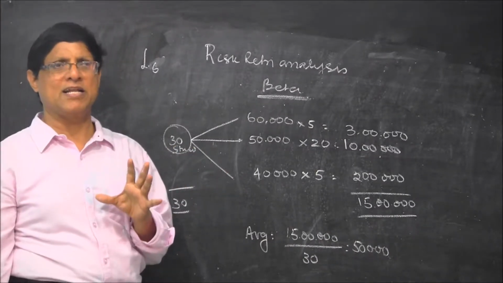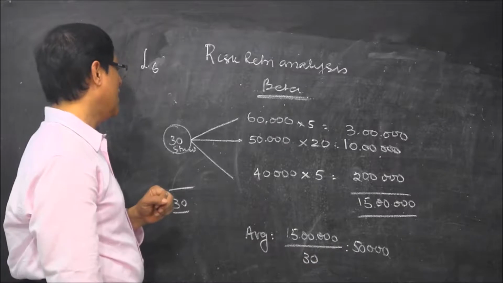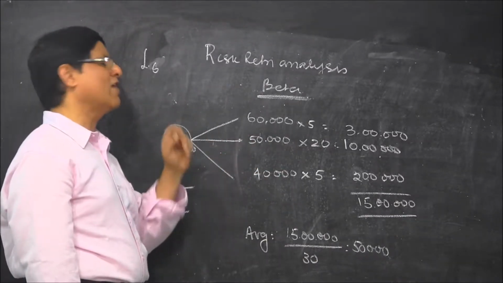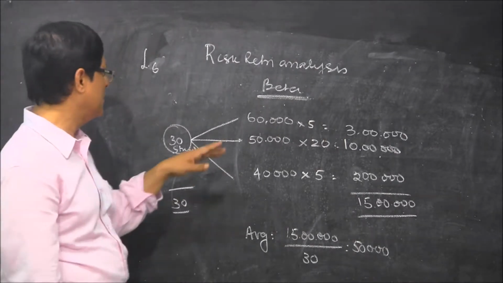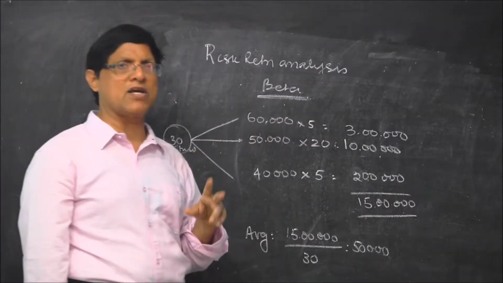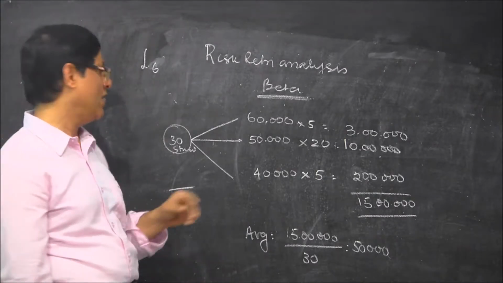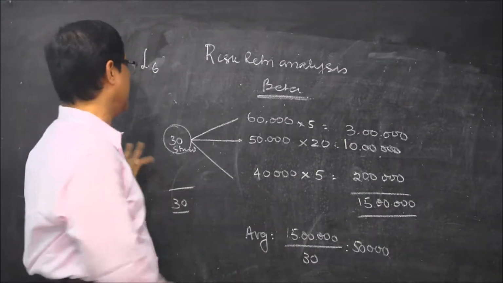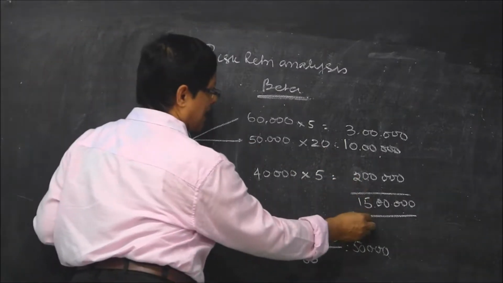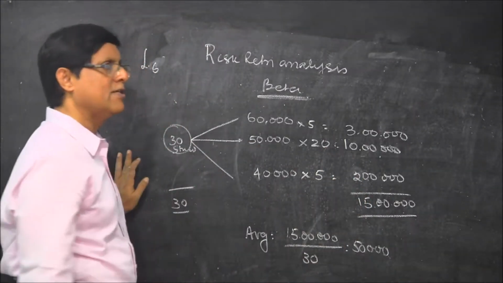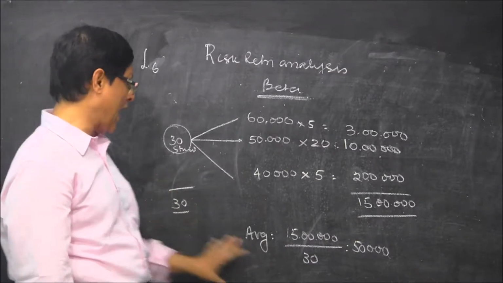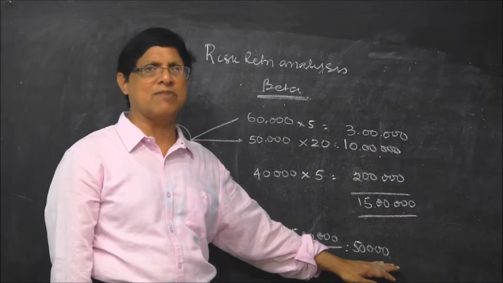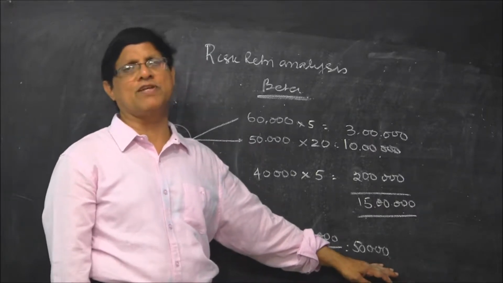Take example of 30 students in a batch. 30 students are there in a batch, and in this 20 students got 50,000 rupees salary, whereas 5 students got 60,000 each, whereas another 5 students got only 40,000 each. Obviously, you can say the total salary received is 15 lakhs gross for 30 students. So average salary for this group of students, let us say these MCom students, is 50,000.